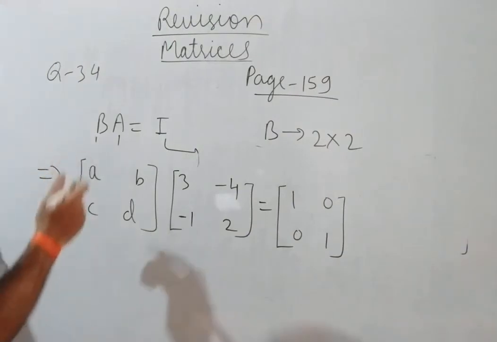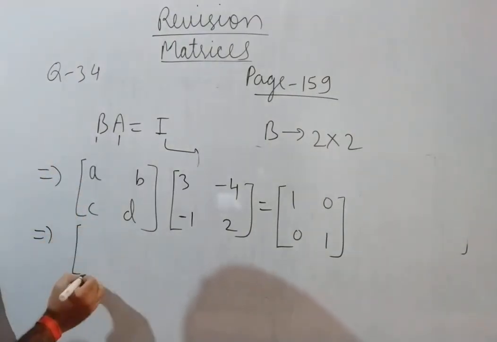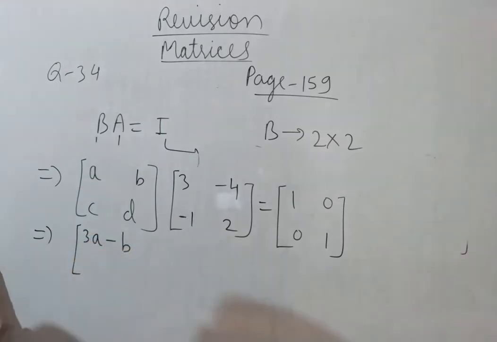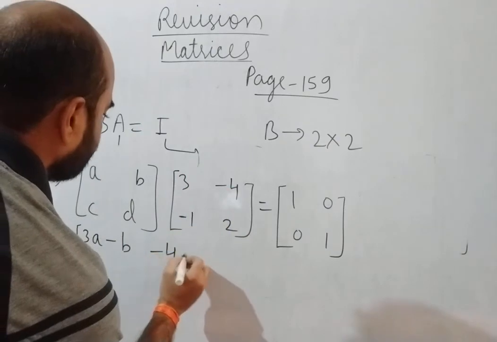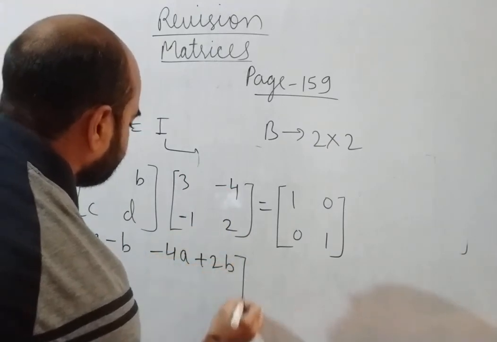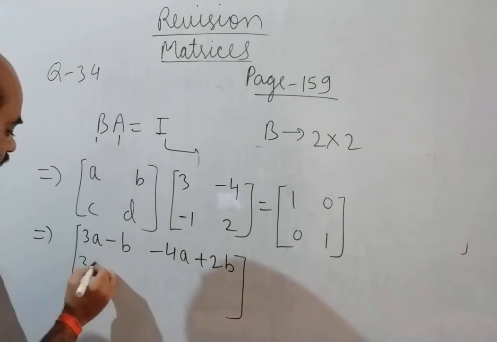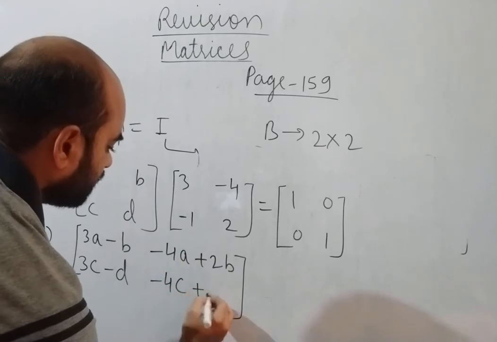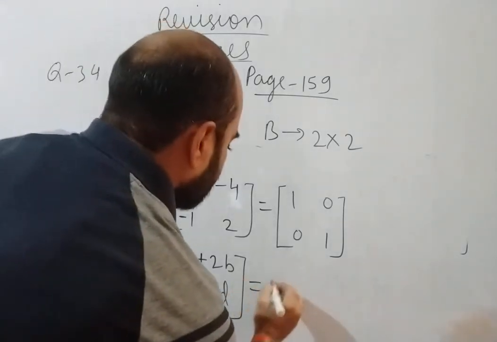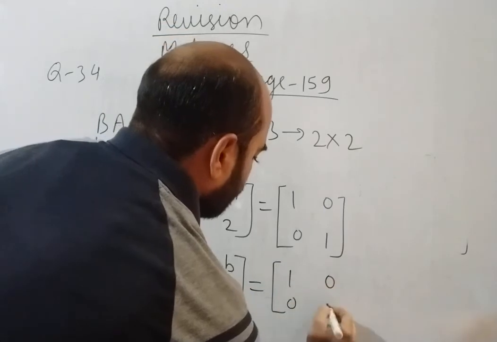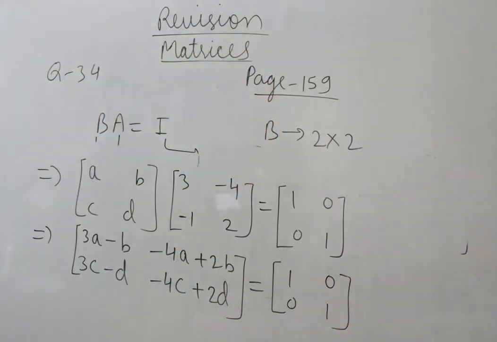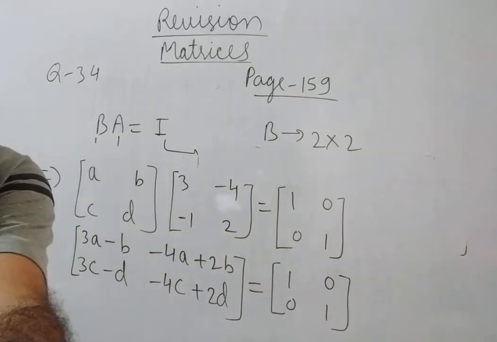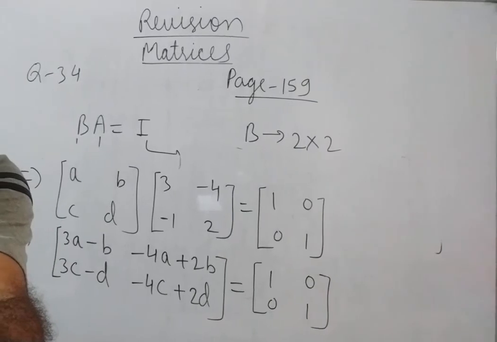So when you multiply, what will come? Row and column. It means 3a minus b, first element. Next, minus 4a plus 2b. Next, 3c minus d. Next, minus 4c plus 2d is equal to 1, 0, 0, 1. Correct? This is the multiplication part. Understood? Clear?